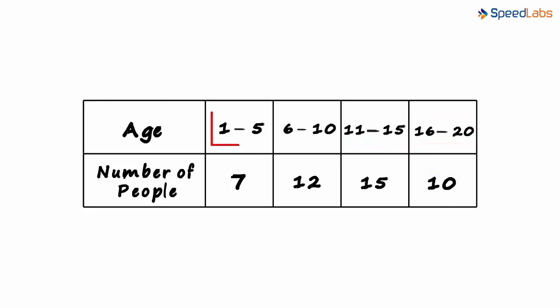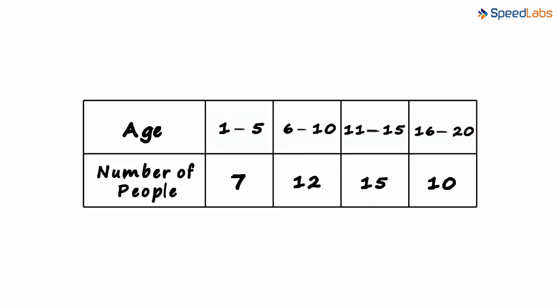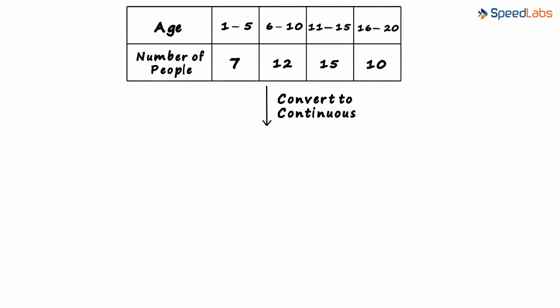So here, the class intervals are discontinuous. The upper limit 5 of this interval is not the same as the lower limit of its next interval, and is the same for all intervals. What do we do in this case? As histograms are used to plot the frequency of continuous data, we have to make the intervals continuous. We have to use continuous forms of grouping. Let's see how we do it.